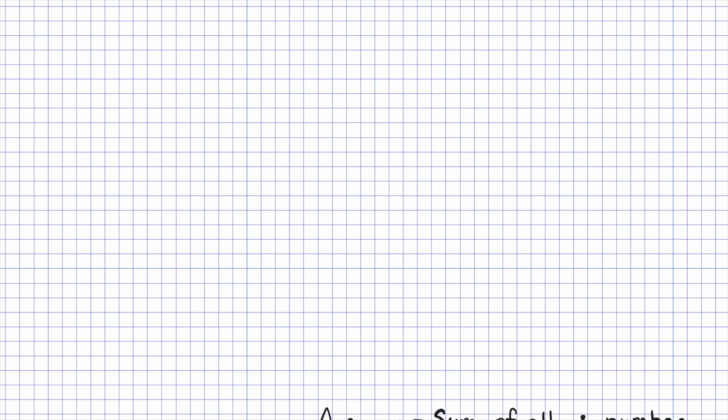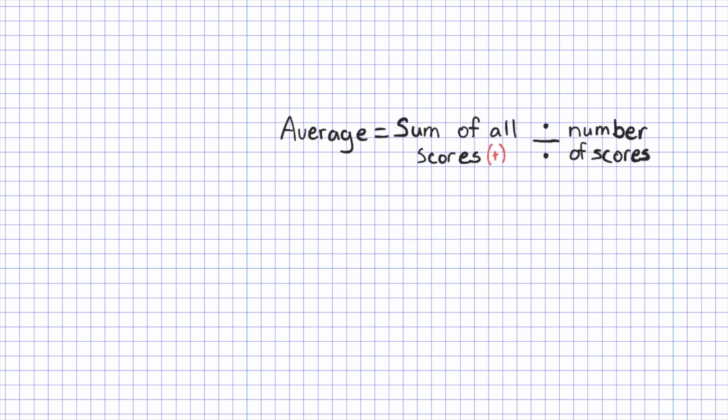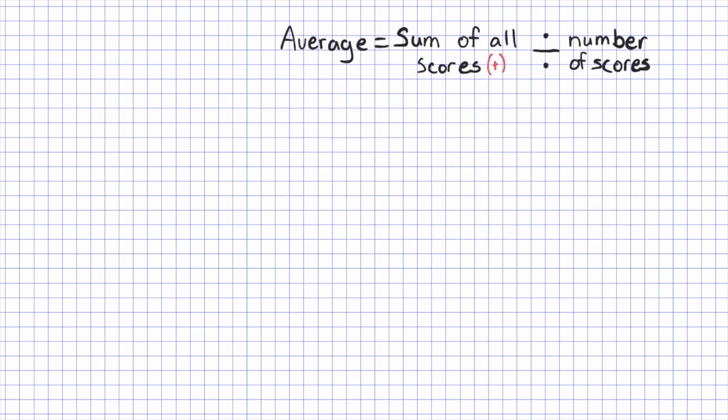Now, our formula for average is this one right here. Okay, average equals the sum of all scores divided by the number of scores. And this can be represented a couple of different ways. Now, as I said earlier, another word for average is the mean.